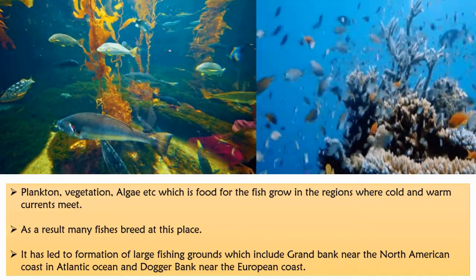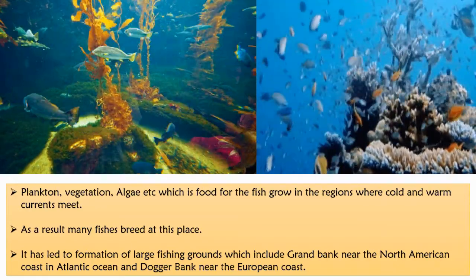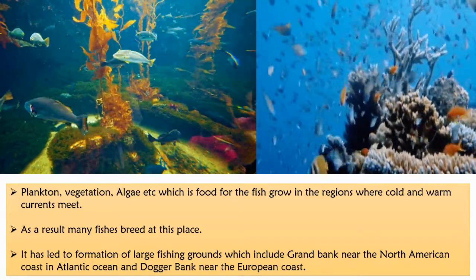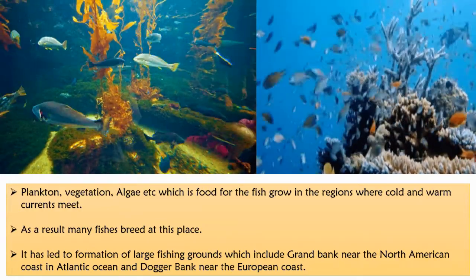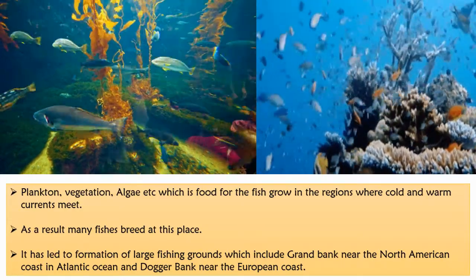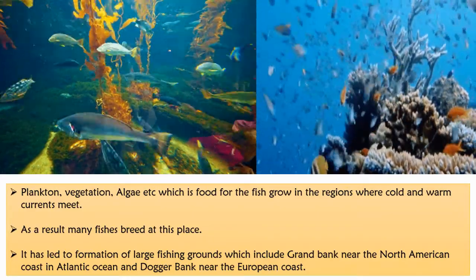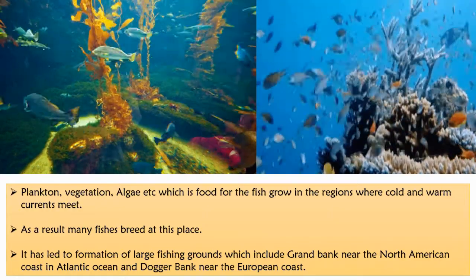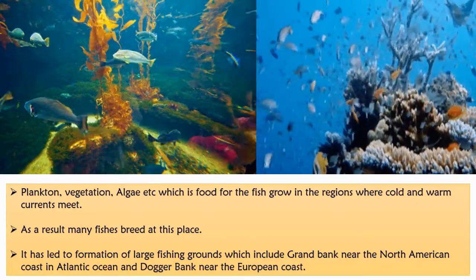Upwelling currents bring cold, nutrient-rich water from the ocean bottom to the surface, supporting many of the most important fisheries and ecosystems in the world. These currents support the growth of plankton and seaweed, which provide the energy base for fish, marine mammals, etc. As a result, many fishes breed at these places. It has led to the formation of large fishing grounds, which include Grand Bank near the North American coast in the Atlantic Ocean and Dogger Bank near the European coast.